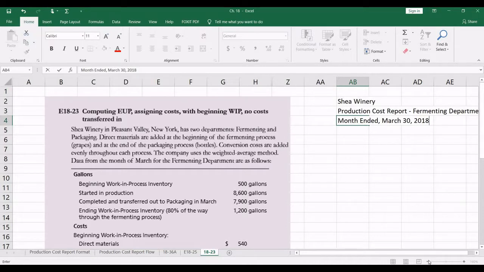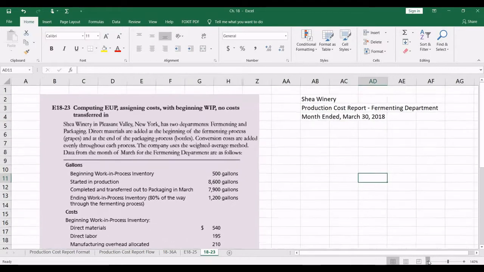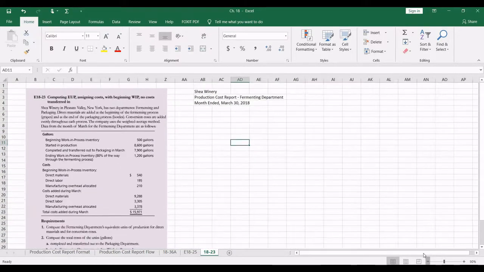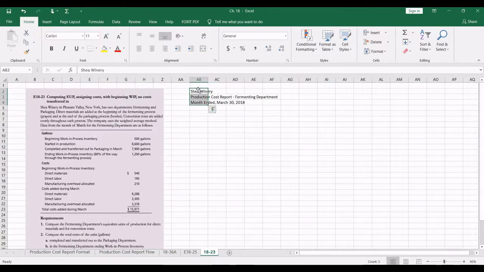Okay, I'm going to zoom out. Let's just see how much space we're going to need. Okay. Let's take our title. Paste here. Now, as you probably can notice, the production cost report is divided into two parts, units and costs. Of course, here they don't say units, they say gallons, but we're going to use units just to be uniform with some of the other problems that we've done, and then the costs are given here.